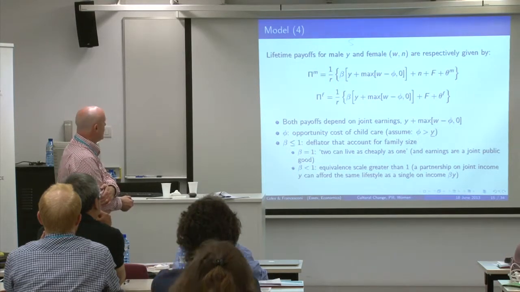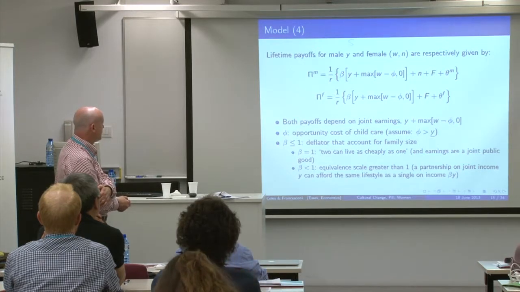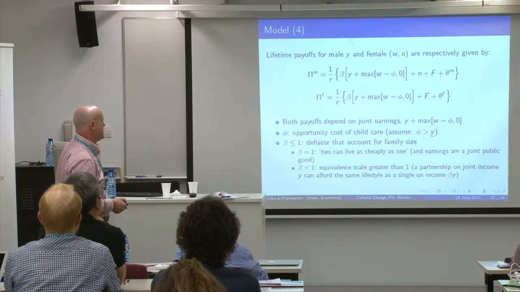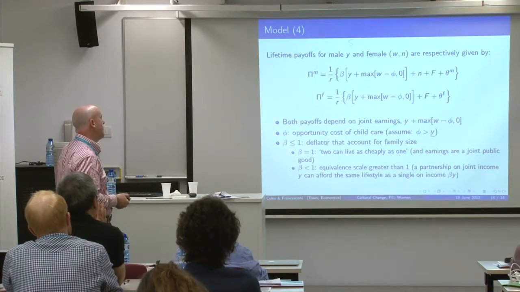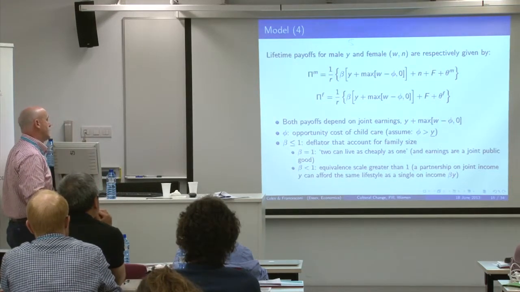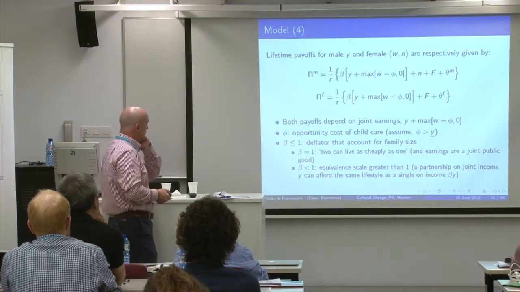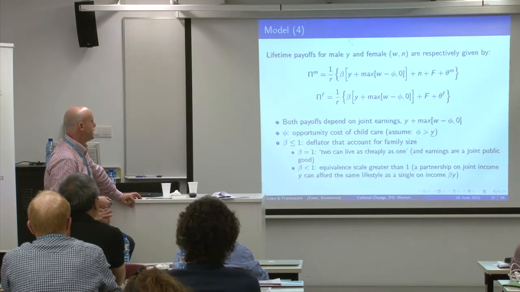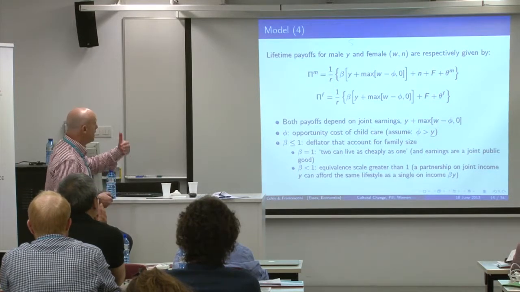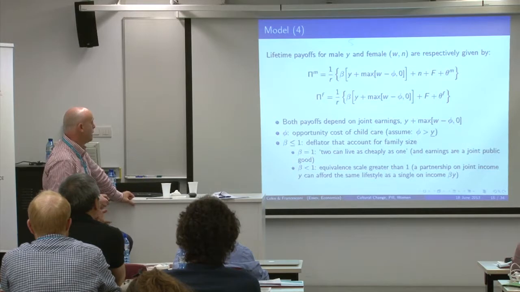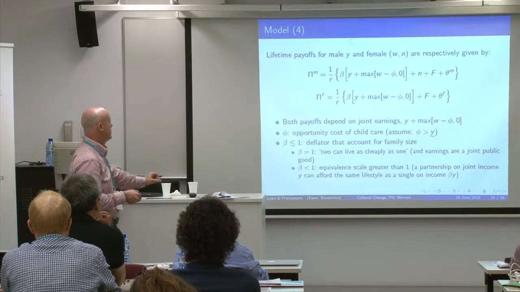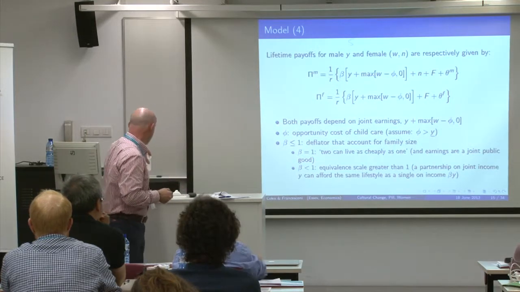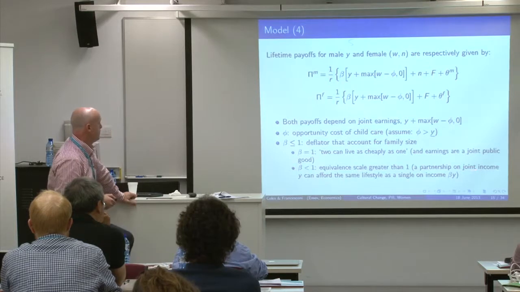Now, beta is this deflator that accounts for family size, and it's basically taking into account the economies of scale or equivalent scales within a household. So if beta is equal to 1, it's as saying that 2 can live as cheaply as 1. If beta is less than 1, then there are equivalent scales, and so a partnership on joint income Y will be similar to a single living on income beta Y.